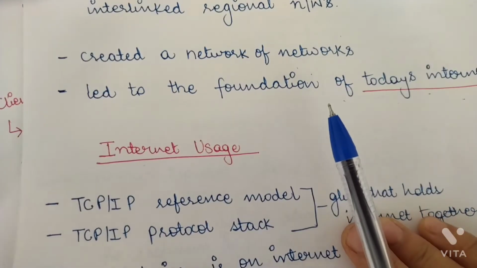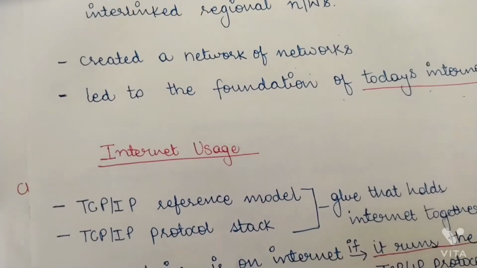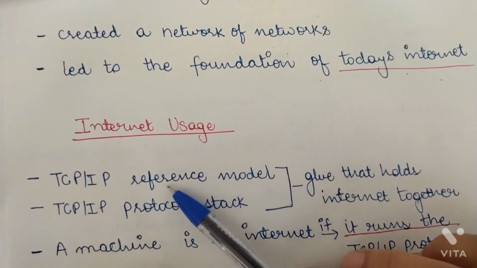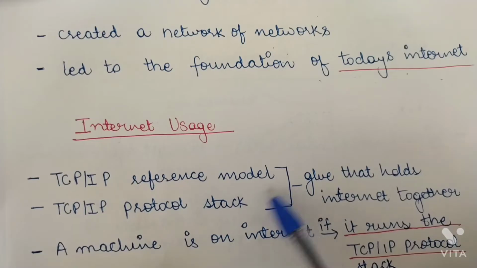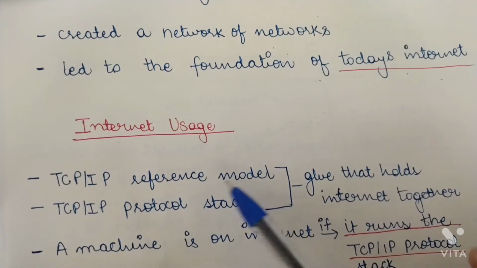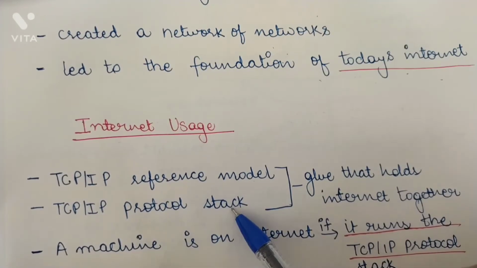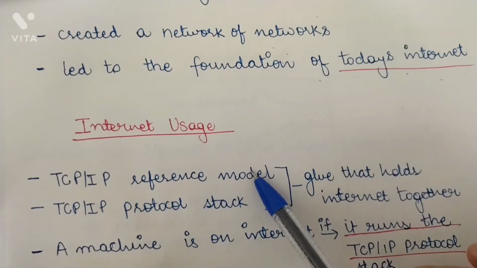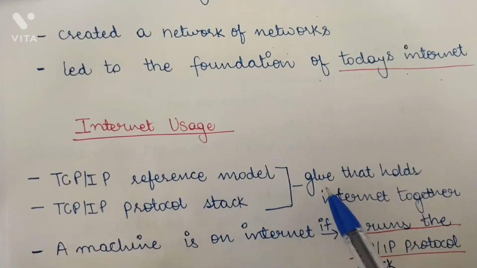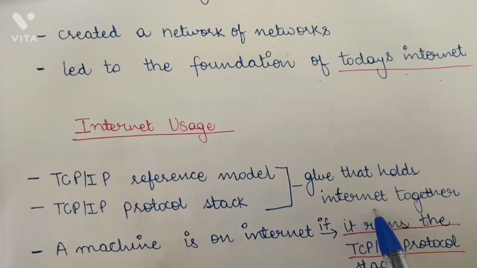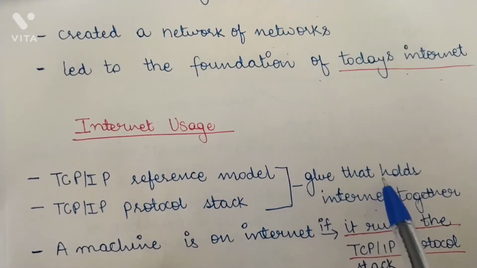Now if I talk of the internet usage, two things are very important. The first thing is your TCP/IP reference model, and the second thing is your TCP/IP protocol stack, right? The reference model, which consists of the host to network layer, the internet layer, the network layer, and the application layer, and the protocol stack, which consists of various protocols like DNS, FTP, SMTP, that we studied in our previous videos. So these two components, the reference model and the protocol stack, were the glue that held the internet, and in today's date also it is the glue that holds the internet together.